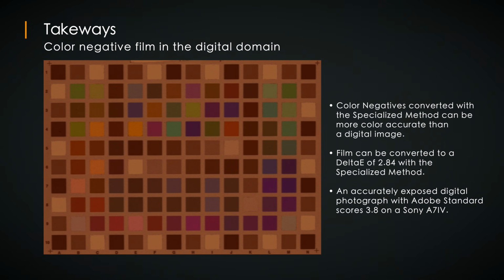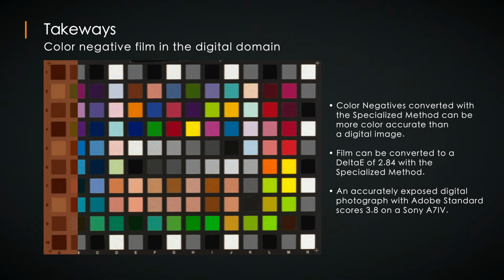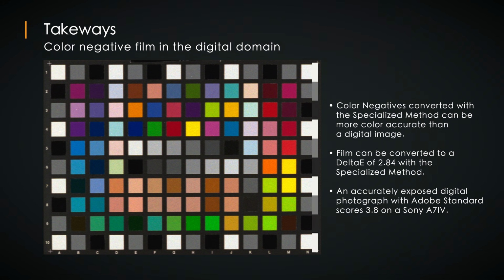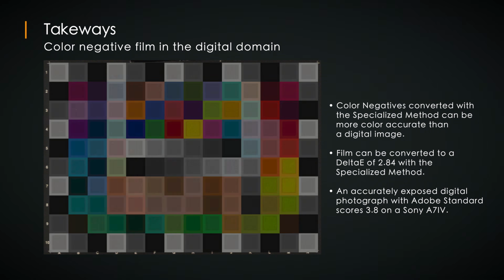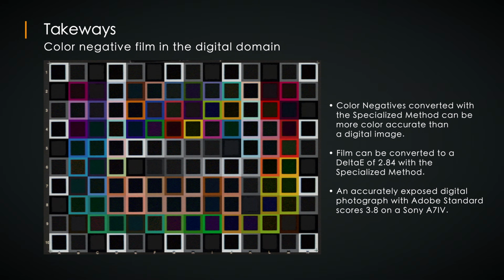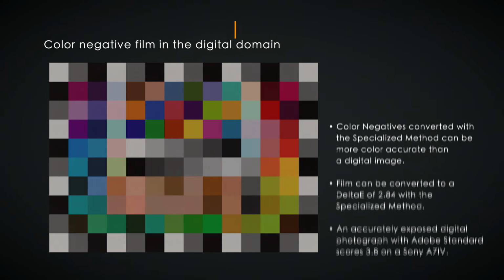Negative film can be color accurate when converted to positive with a specialized method. A well-converted film negative can be more accurate than a digital photograph. Adobe Standard, for example, sits at a delta E of 3.8 with a worse distribution of inaccurate colors.